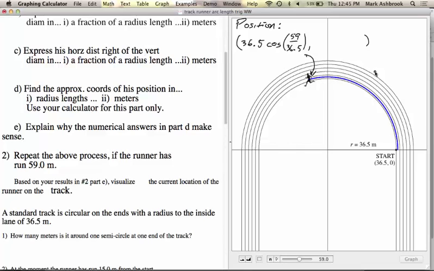Something close to 2, maybe. Okay? And then when we put that into cosine, what do we get? We get the horizontal distance as a fraction of the radius length. And if we want it in meters, we take that fraction of 36.5. So we multiply. Okay? So what's the y-coordinate? That should be easy now. So, yeah. Marina. 36.5 sine 59 divided by.